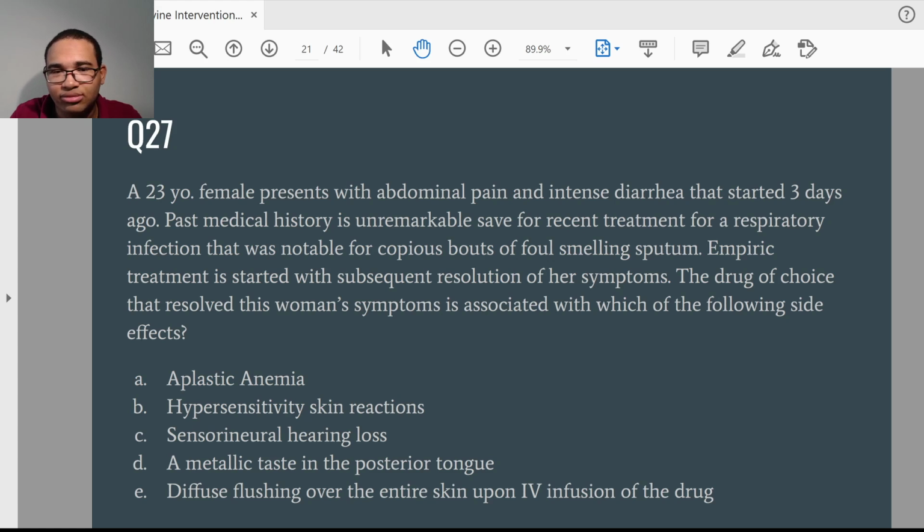So the first one, aplastic anemia. Second one, hypersensitivity skin reactions. Third answer, sensorineural hearing loss. Fourth answer, metallic taste in the posterior tongue. Fifth answer, diffuse flushing over the entire skin upon IV infusion of the drug.